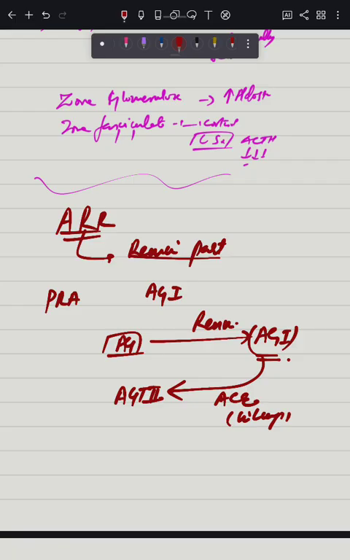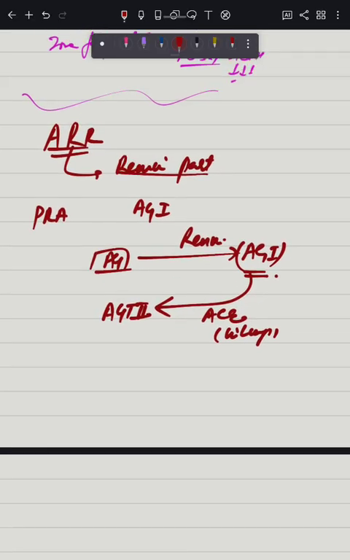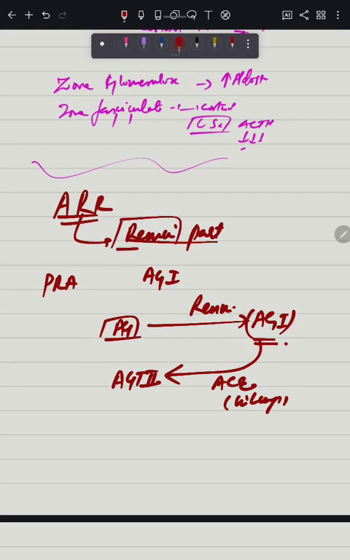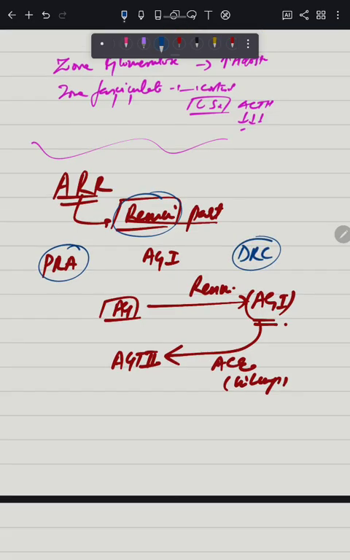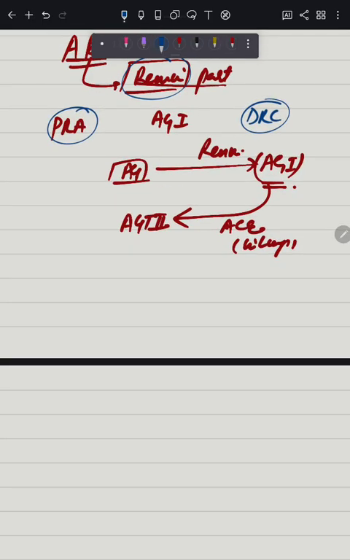Now you see plasma renin activity. The renin part can be measured in two ways. One is plasma renin activity, another is direct renin concentration. Plasma renin activity measures how much angiotensin 1 is generated. So it is a functional assay.